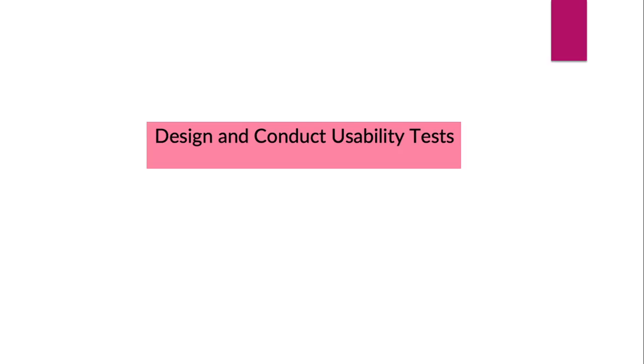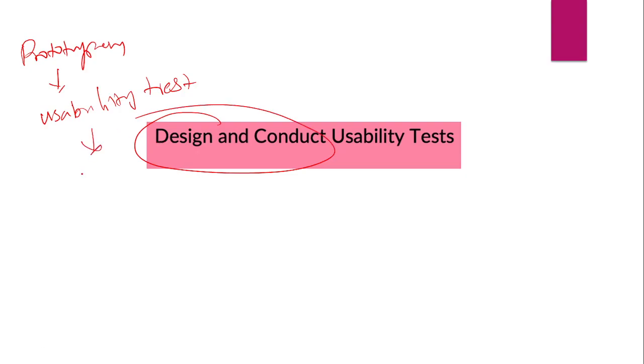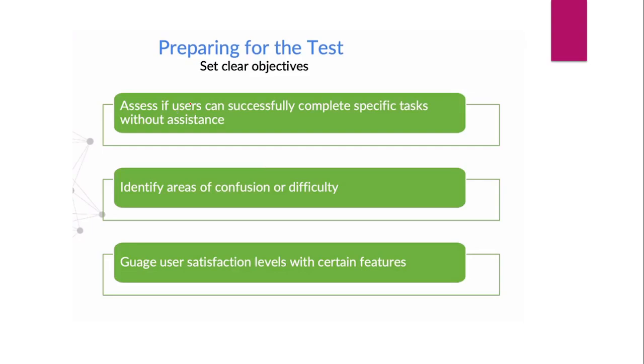In the previous session, we have seen prototyping. And next we see the usability test: different types of tests and the points to be considered. Next we have to go for designing and conducting the test. Before preparing for the test, you have to set some clear objectives: successfully complete the specific task without assistance, identify areas of confusion and difficulties, and gauge user satisfaction levels with certain features.